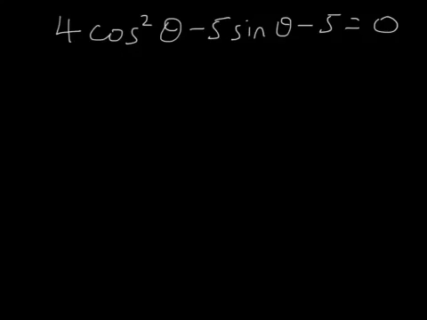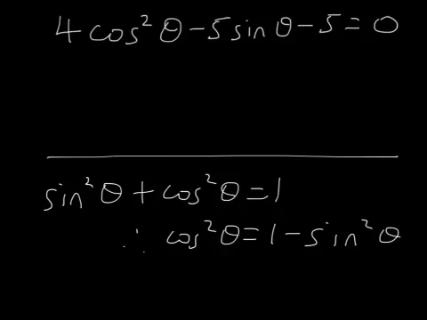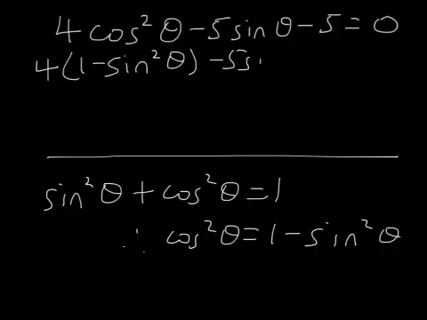Luckily, we know that sine squared theta plus cos squared theta equals 1. So therefore, instead of writing cos squared theta, we can write 1 minus sine squared theta. So let's do that. Instead of writing cos squared theta, I'm going to write 1 minus sine squared theta. There it is. Let's multiply out the brackets.